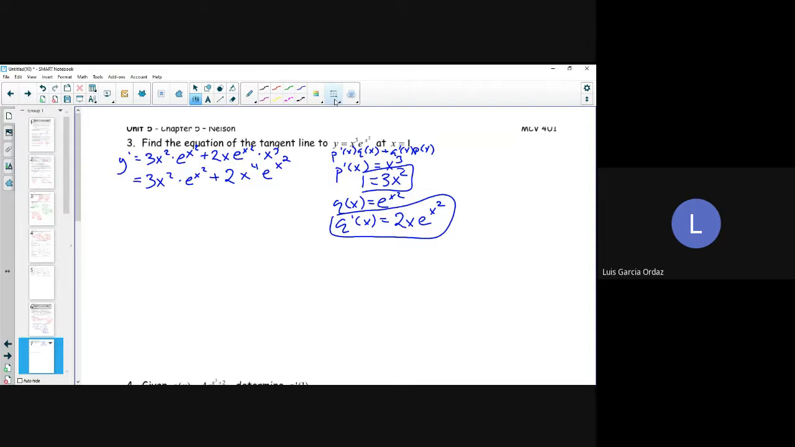So now I don't really have to simplify anymore. Let's find the slope of my tangent at the point x is equal to 1. So I need to sub in 1 for x. So I get 3 times 1 to the power of 2 times e to the power of 1 squared plus 2 times 1 to the power of 4 times e to the power of 1 squared. So who can tell me what that simplifies into when I sub in 1 for x?